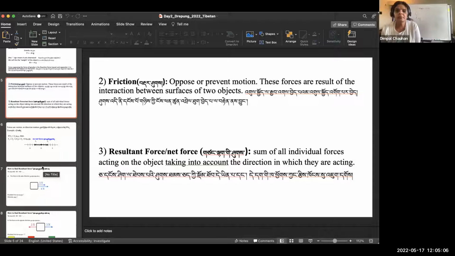So then the other term I want you to know is resultant force or net force, also called total force. From the definition only you can know total force means the sum of all the forces that are acting on an object.